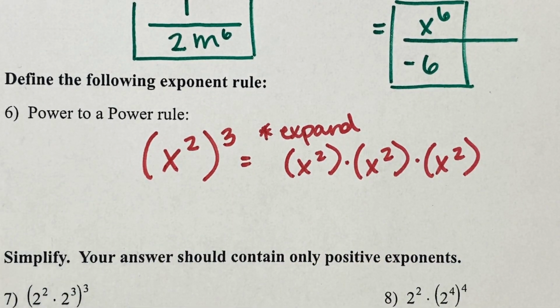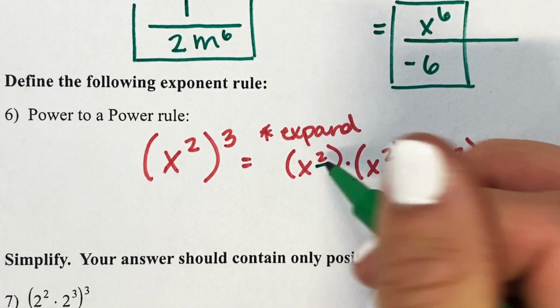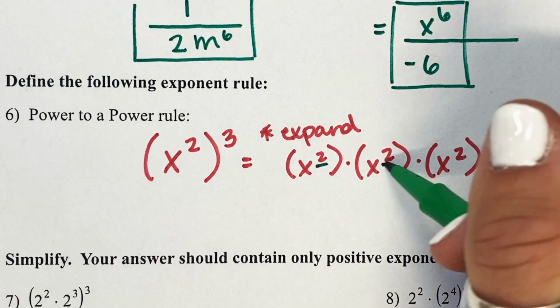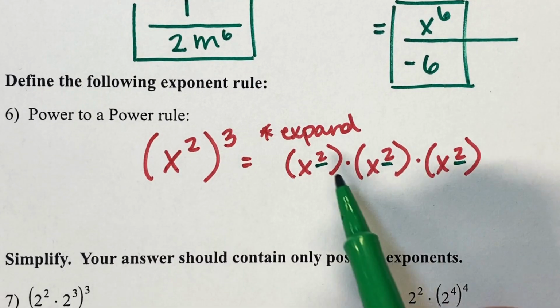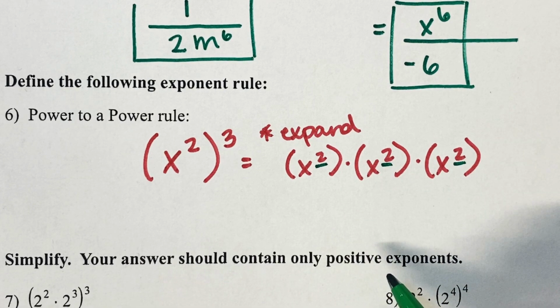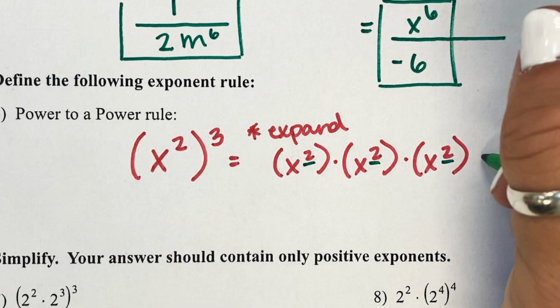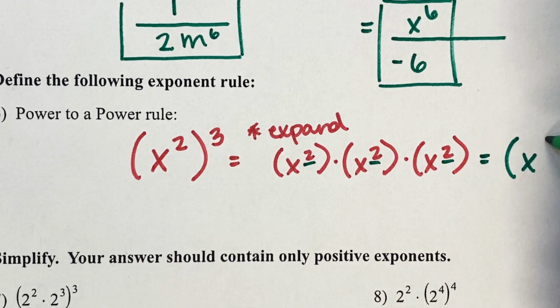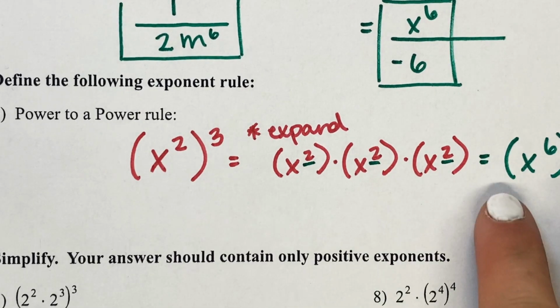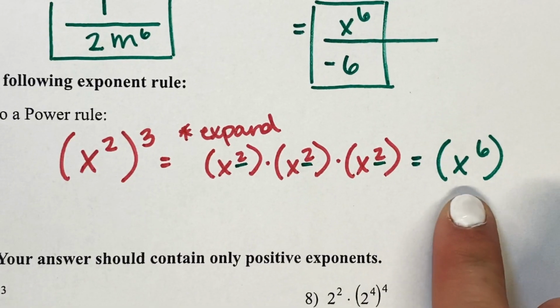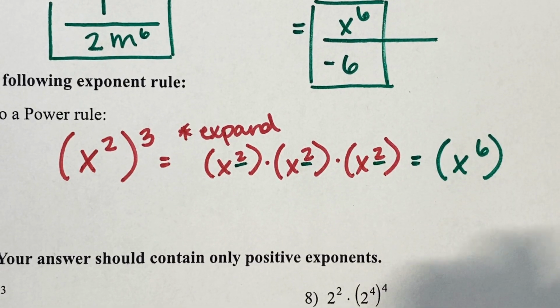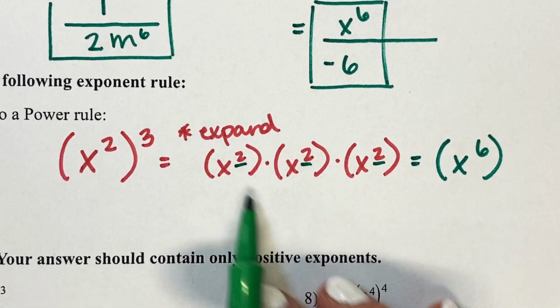Okay, so now we have 2 right here. We have another 2 and another 2. So what is 2 plus 2? 4. What is 4 plus another 2? We get x to the 6th. And technically we don't even need to write these parentheses. But I did anyway.